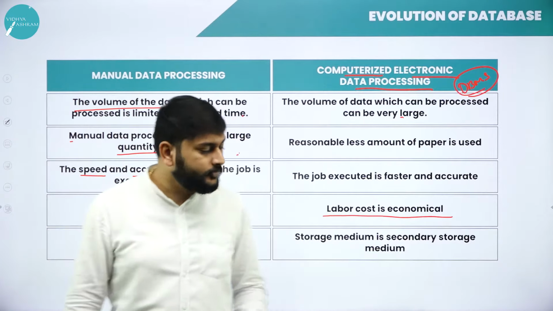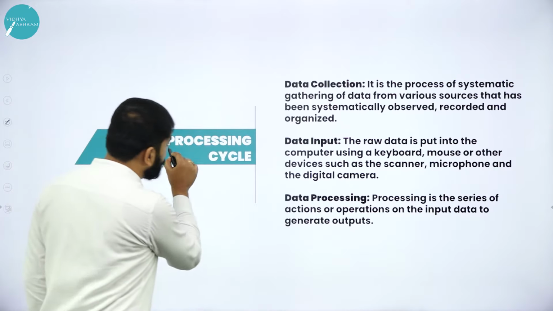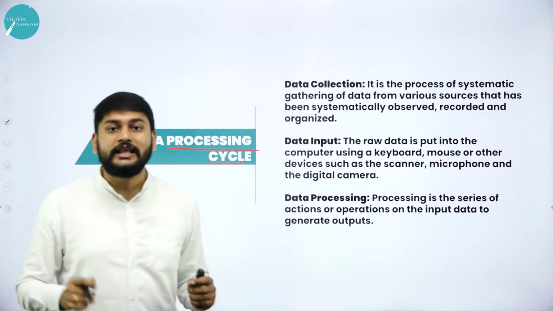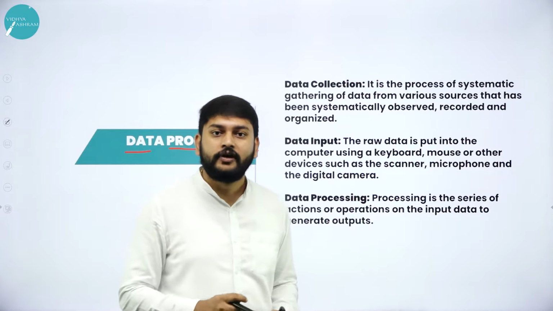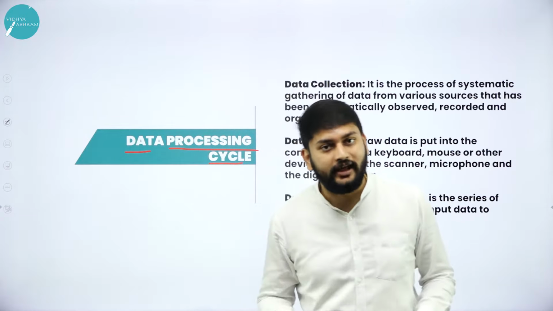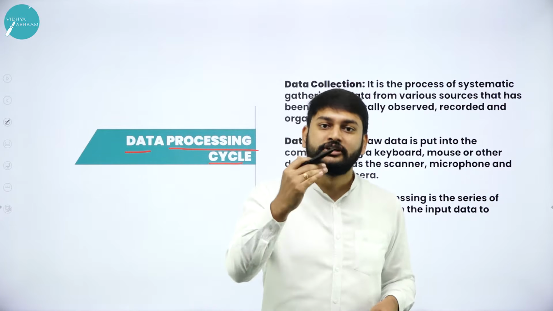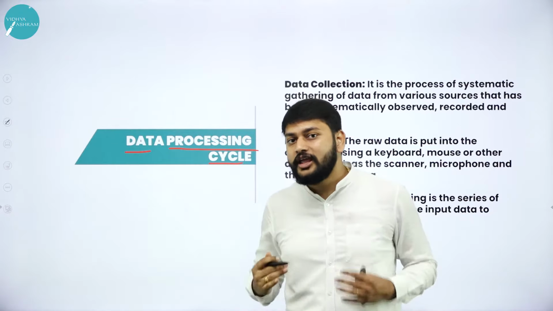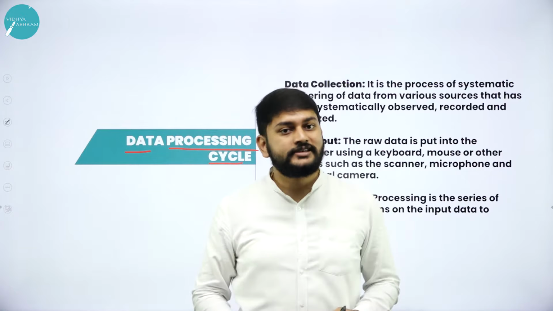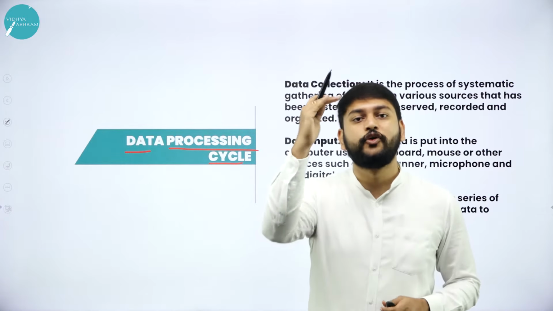Moving on to the next one. What is it that I have? Data processing cycle. Please understand, we have different phases of collecting the data and processing the data. I told you data is a raw fact. So data should undergo different stages to get the information. If I want to get the information out of data, it has to undergo a lot of different phases. So guys, it is very important for all of you to understand which are the different phases it undergoes.